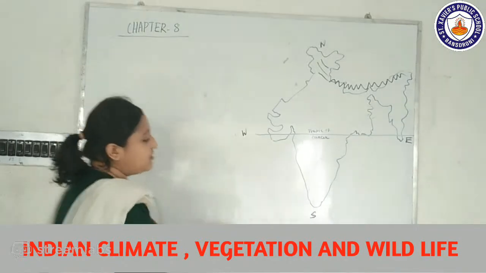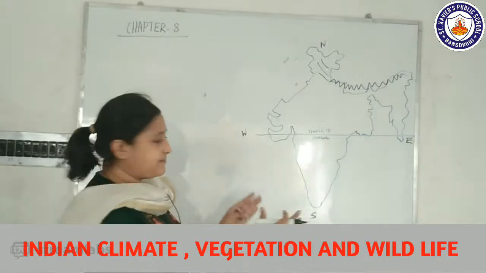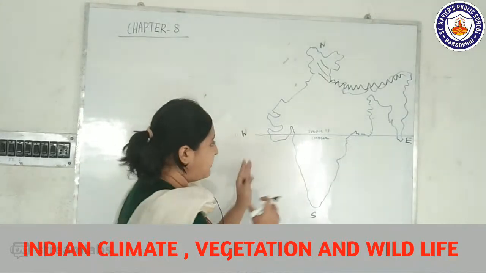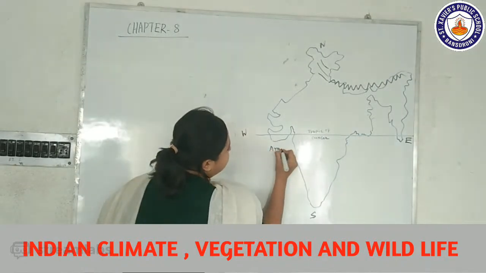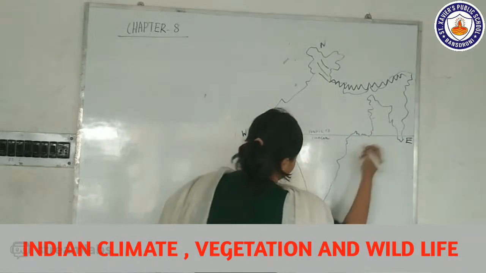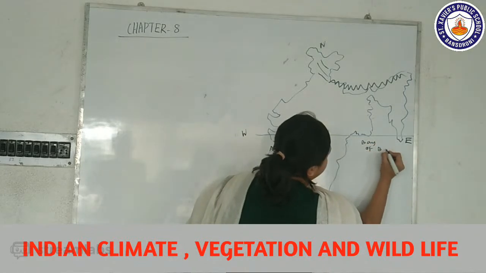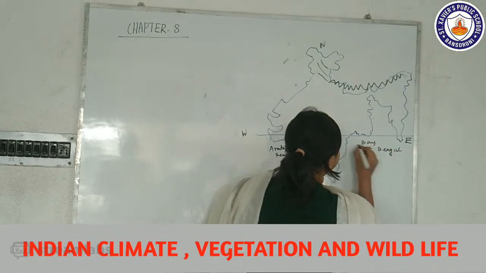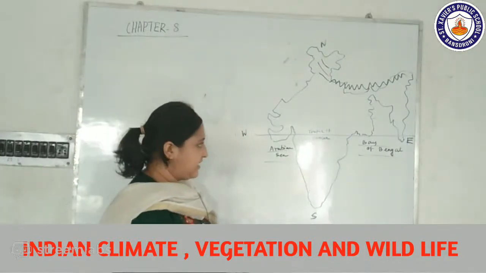So what about the southern part of India? We know that the southern part of India is bounded by two major oceans: the Arabian Sea on the western side, and the eastern side is the Bay of Bengal, right? Because of the influence of the sea, the climate is determined in the southern part of India.